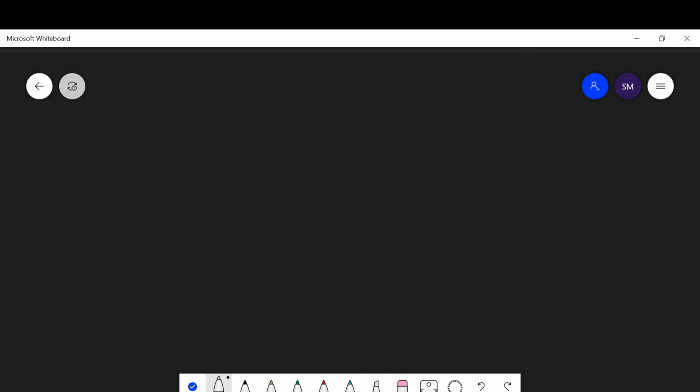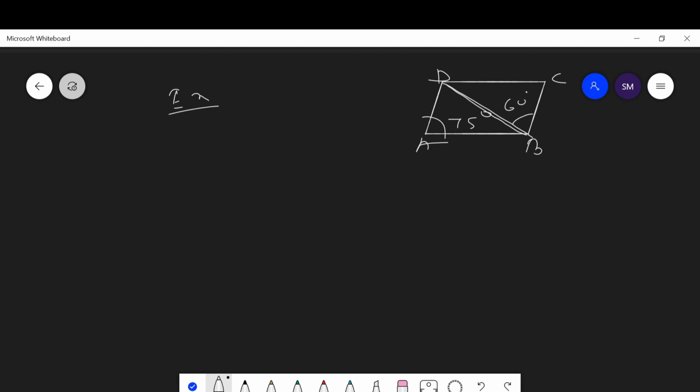Here another question says that in this figure, ABCD is a parallelogram in which this angle is 75 degrees. BD is the diagonal. Then this angle is given as 60 degrees. Here we have to find out angle CDB and angle ADB.